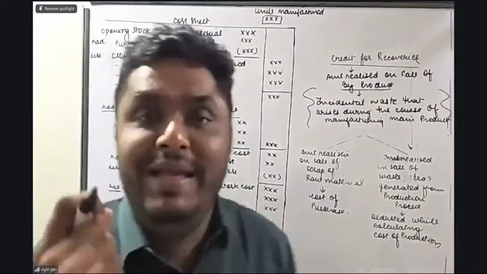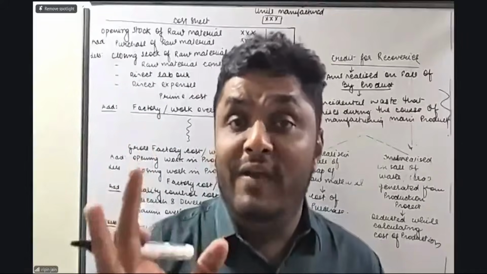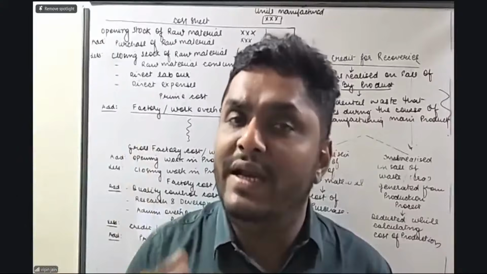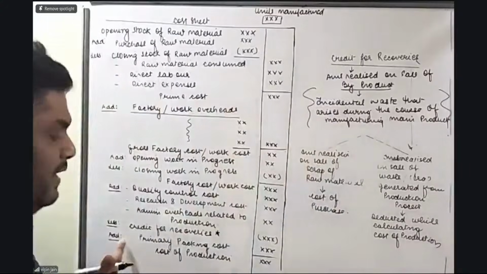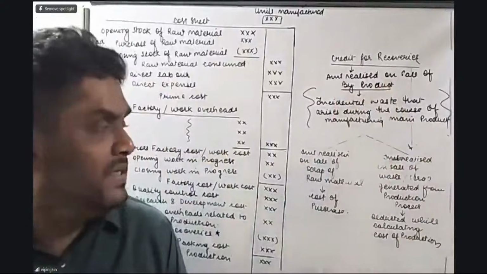So if raw material is scrapped out, it will be deducted from the cost of raw material. But if any waste that is generated from the production process is sold in the market at a very nominal price, it will be deducted while calculating cost of production. I request you guys to copy this explanation, please.